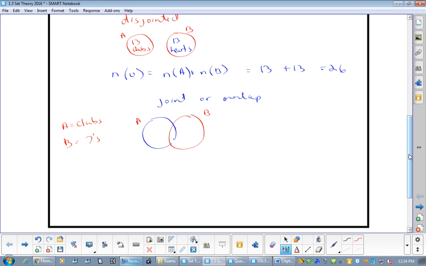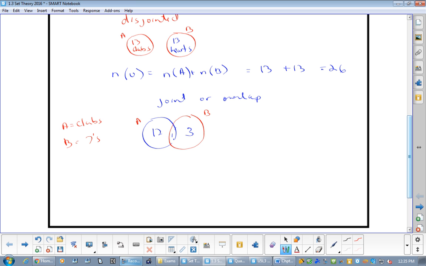So the way we would do that is, what would be the overlap? There would be just one card in there, correct? And there would be 3 more there. And how many would be just clubs? 12. Okay, so that's clubs, not sevens. Yep. Okay, ace to king.